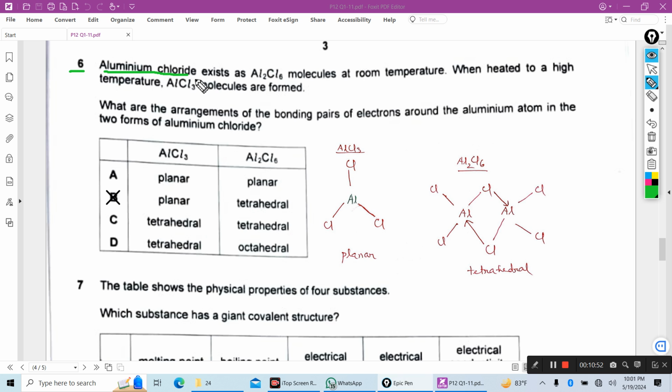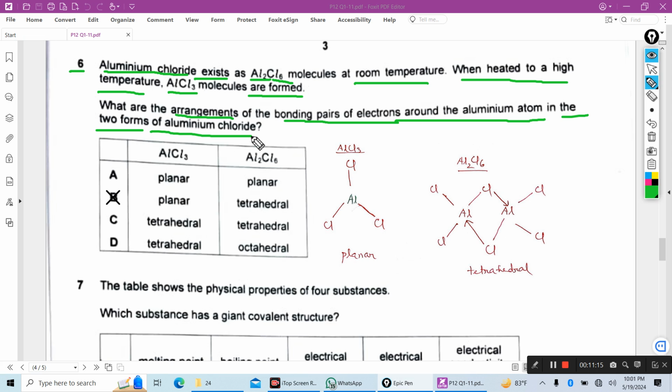aluminum chloride exists as Al2Cl6 molecule at room temperature. When heated to a high temperature, AlCl3 molecules are formed. What are the arrangements of the bonding pairs of electrons around the aluminum atom in the two forms of aluminum chloride?